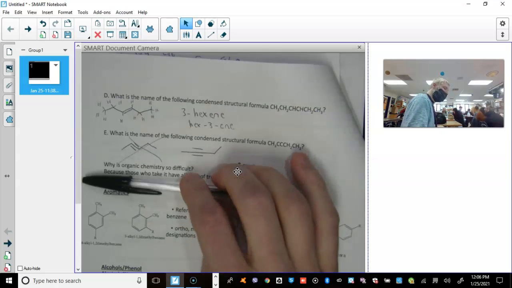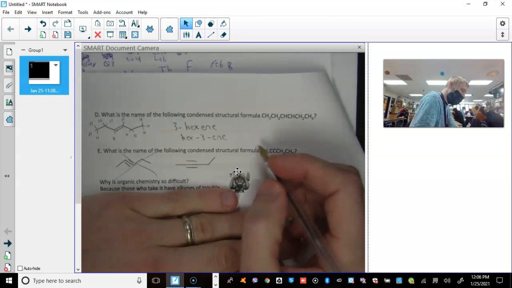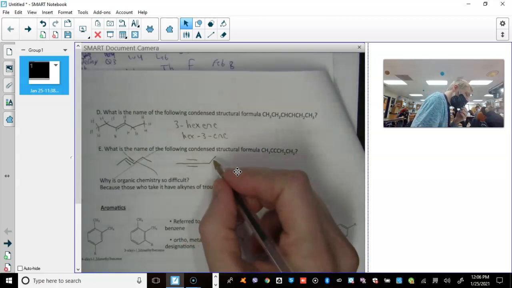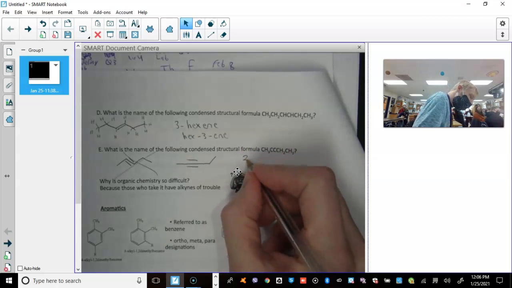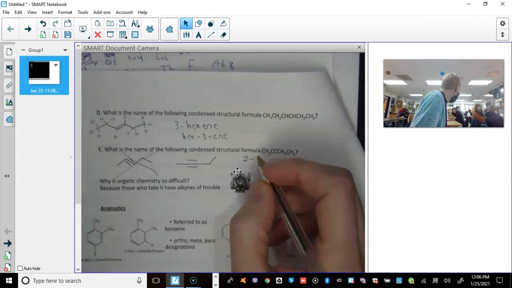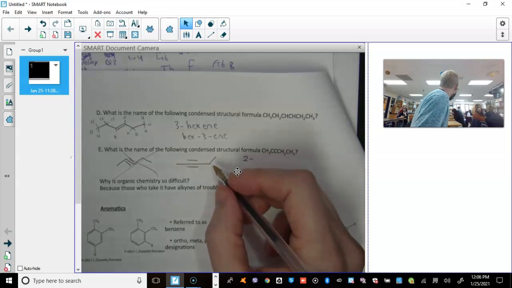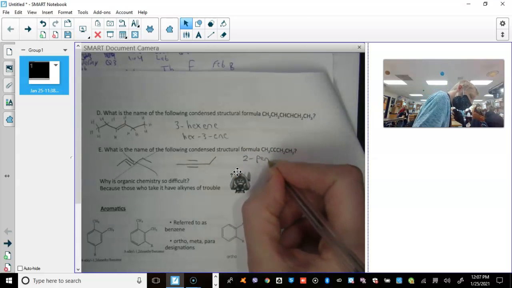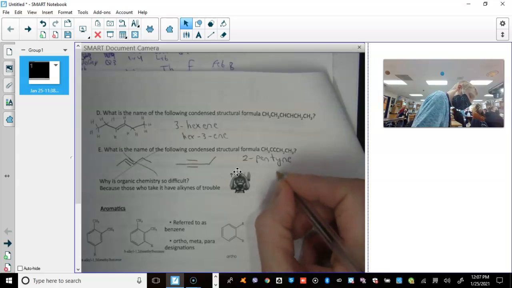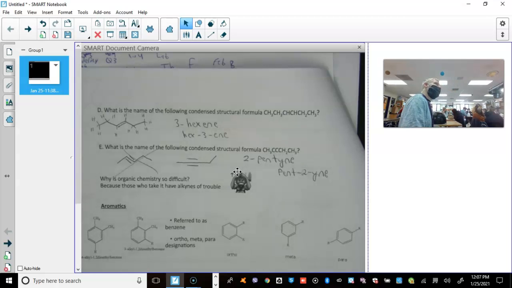Before we name this, well, don't look at the joke. All right, so we got 1, 2, 3 or 1, 2, which is 2. And this is 1, 2, 3, 4, 5, which is a triple bond. Pentyne, 2-yne, or 2-pentyne. So it's either 2-pentyne or pent-2-yne.